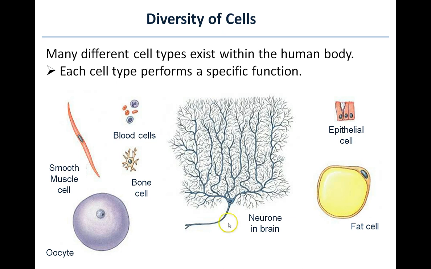So the key thing to note in here is that cells can be found in many different forms. Each cell looks a certain way because it carries out a different function. And the form of the cell should complement the function that it carries out.